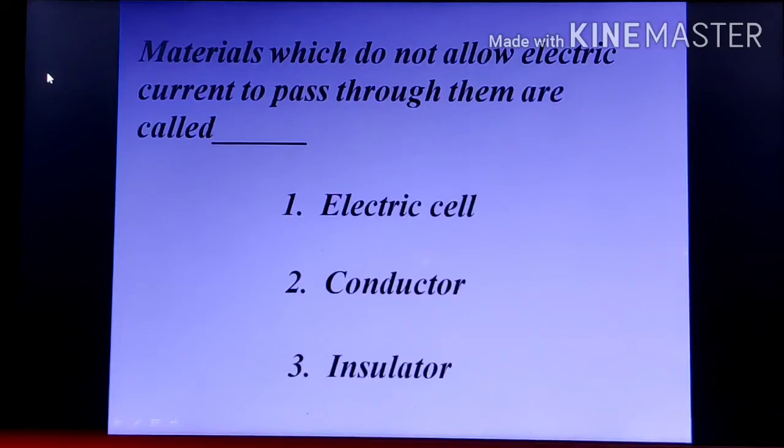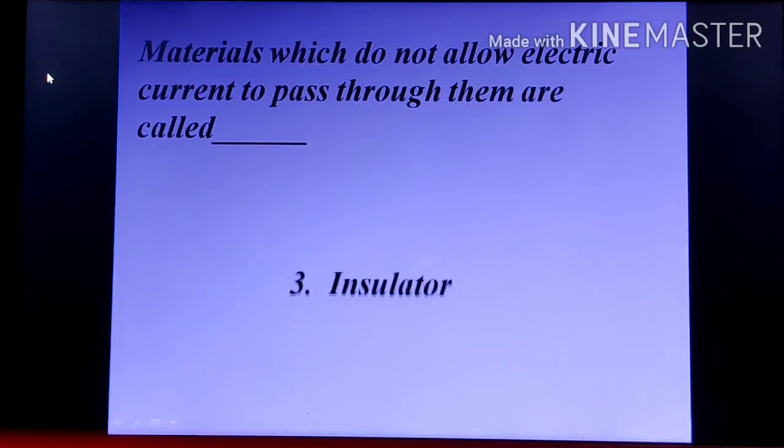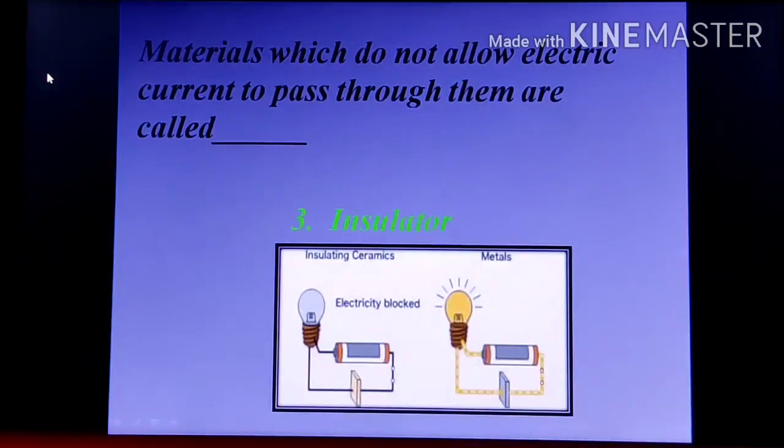Materials which do not allow electric current to pass through them are called. Option number 1 is electric cell, option number 2 is conductor, and option number 3 is insulator. And your time starts now. Your answer is option number 3, that is insulator. The materials which do not allow the electric current to pass through them are insulators, and the materials which allow the electric current to pass through them are conductors.